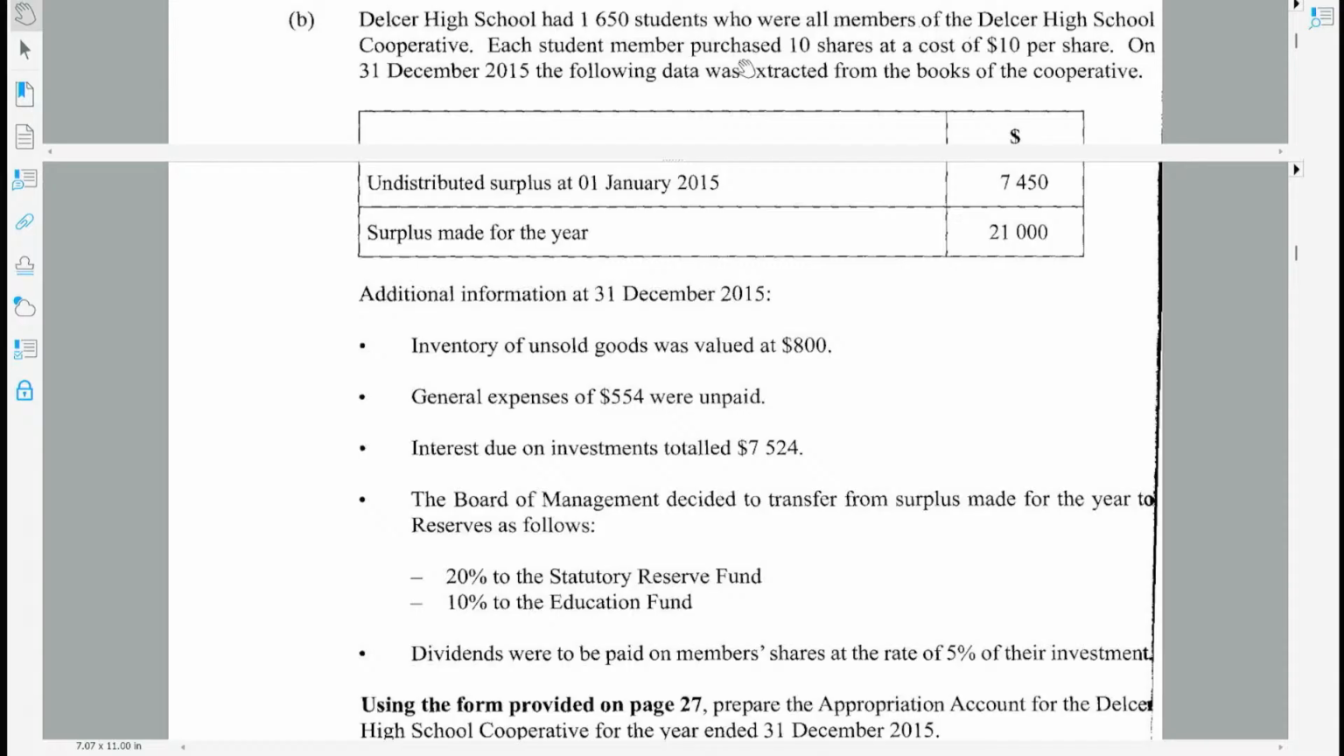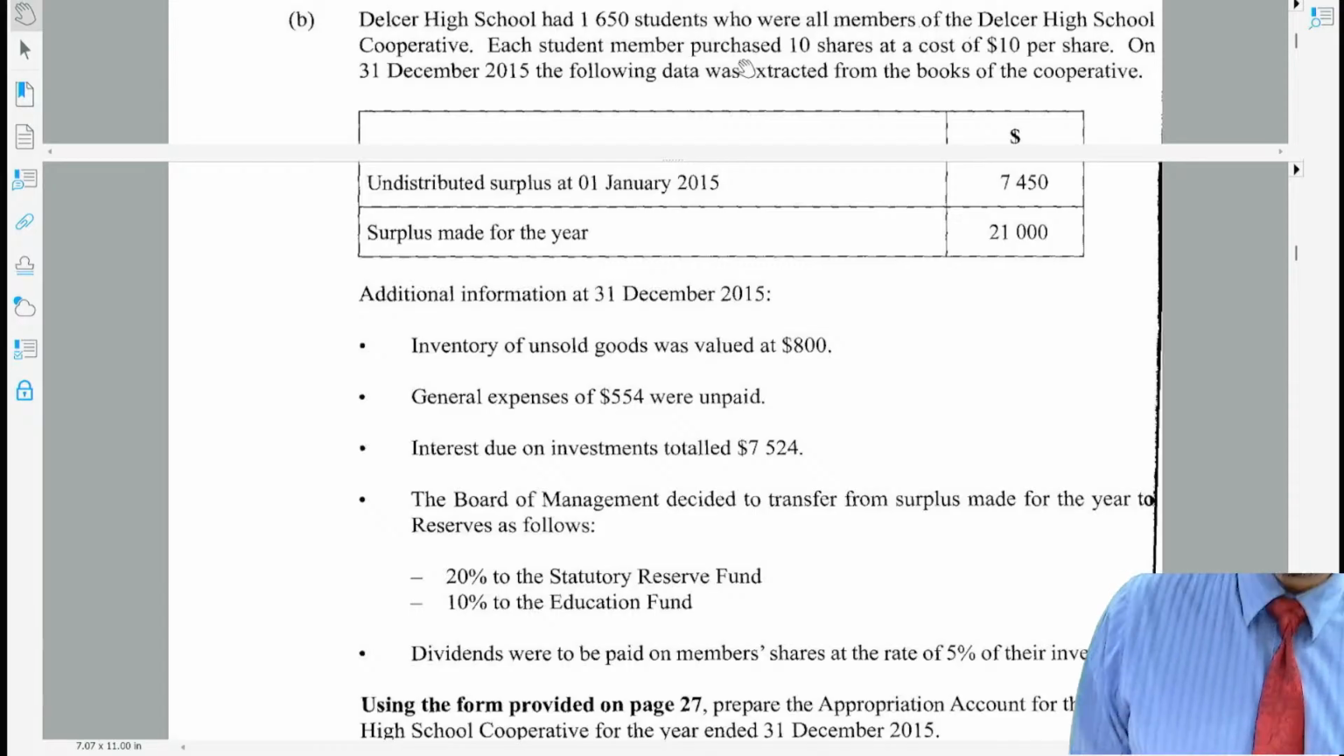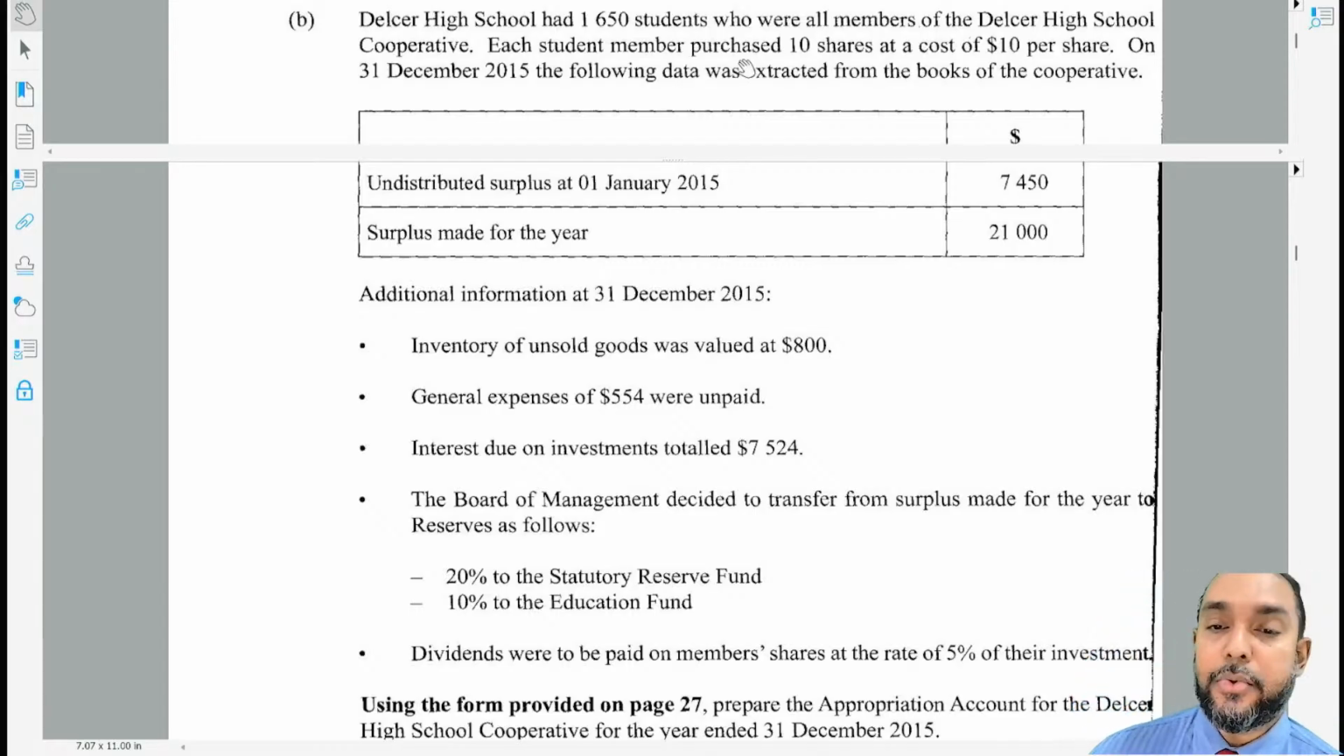All right, let's take a brief read through the question to see what they want us to do and what information we'll use to do it. Delco High School has 1,650 students who were all members of the Delco High School Cooperative. Each student member purchased 10 shares at a cost of $10 per share. So how much money did each person spend?